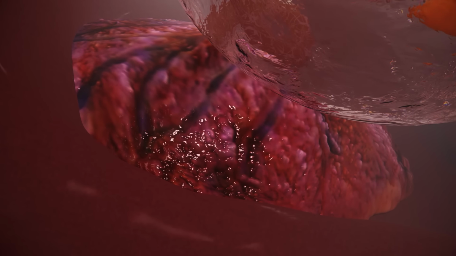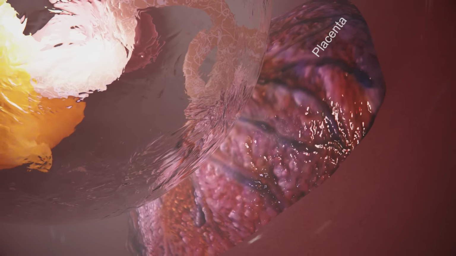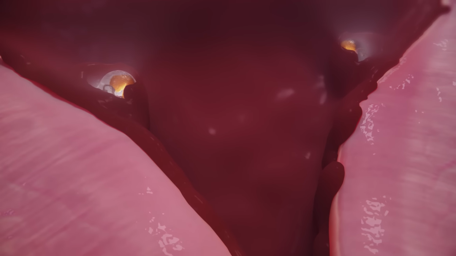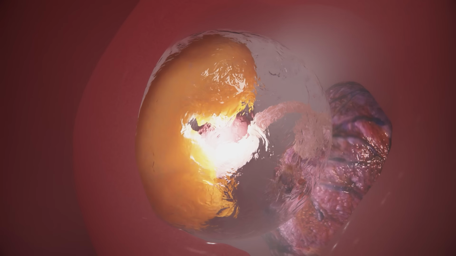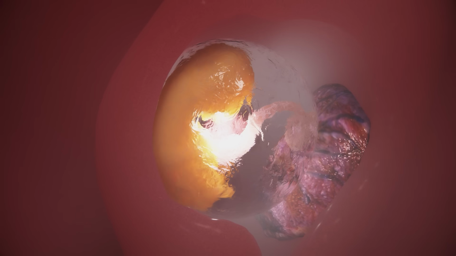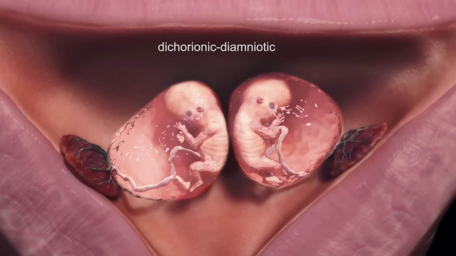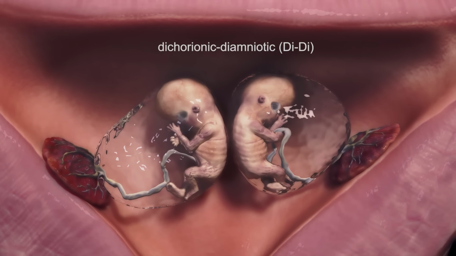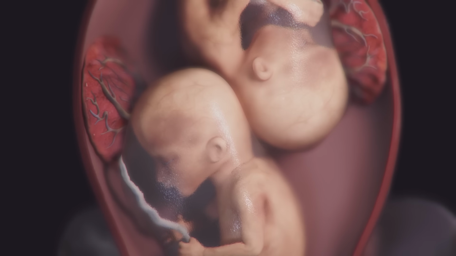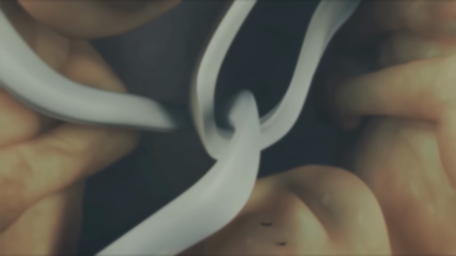After implantation, each embryo develops a placenta, which provides nutrients and oxygen from the mother's bloodstream. The embryo also forms its own amniotic sac, filled with fluid to cushion and protect it. Fraternal twins are dichorionic diamniotic, DD, which is the safest type of twin pregnancy. The twins are in separate fluid-filled spaces, which reduces risks like umbilical cord entanglement, a concern in some identical twin pregnancies.